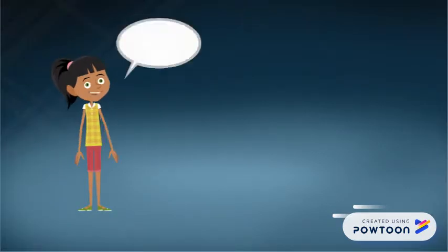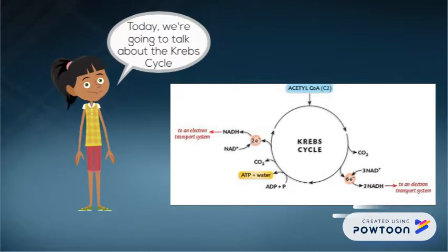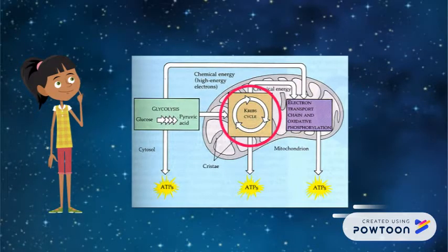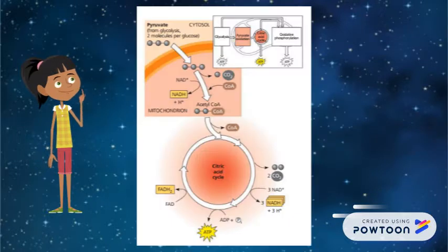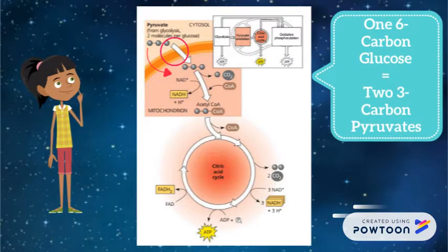Today, we're going to talk about the Krebs cycle. The cycle follows glycolysis in the respiration process. The pyruvate enters the mitochondria where the oxidation of glucose is completed.